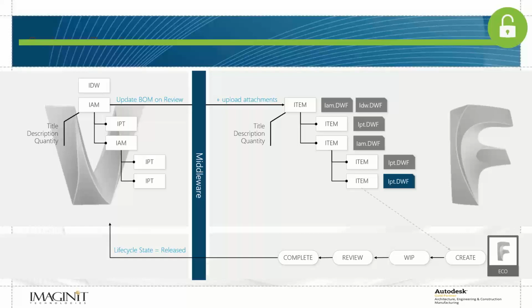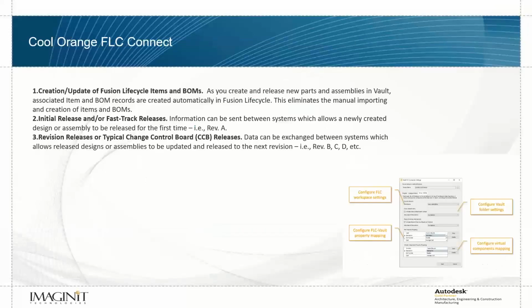So there are two middlewares that I will talk about. One is Cool Orange FLC Connect. Cool Orange is a company we've done a lot of work with in the past. Autodesk has put them out there as a preferred vendor for this type of thing to quickly be able to set this up. It's a fairly simple download. It installs directly into your Vault. It's a new area of configuration that you can set up. And there are things that we would set up.